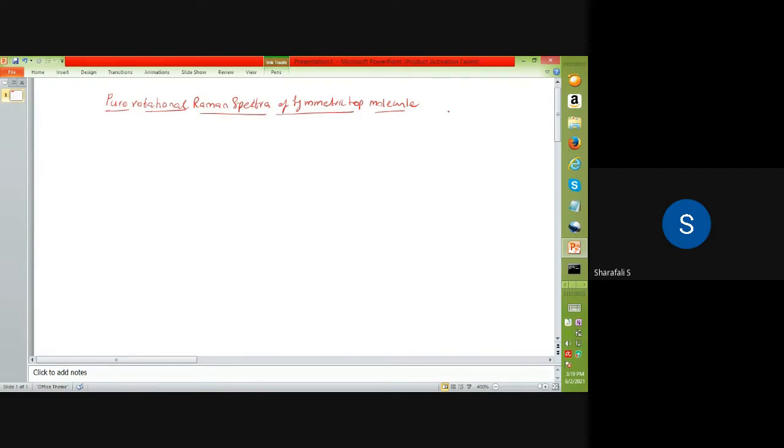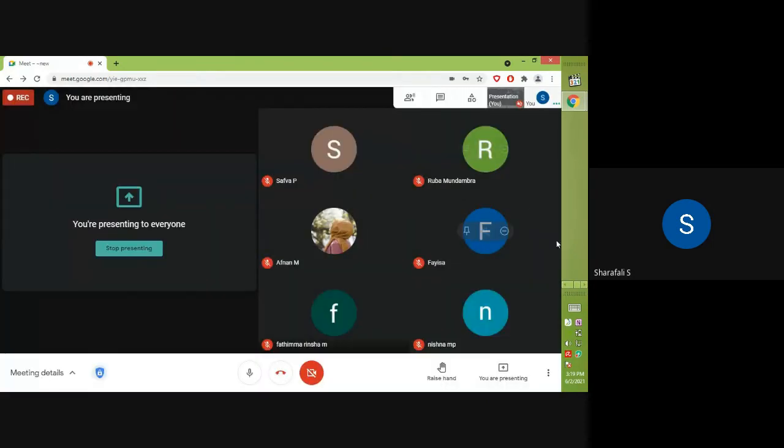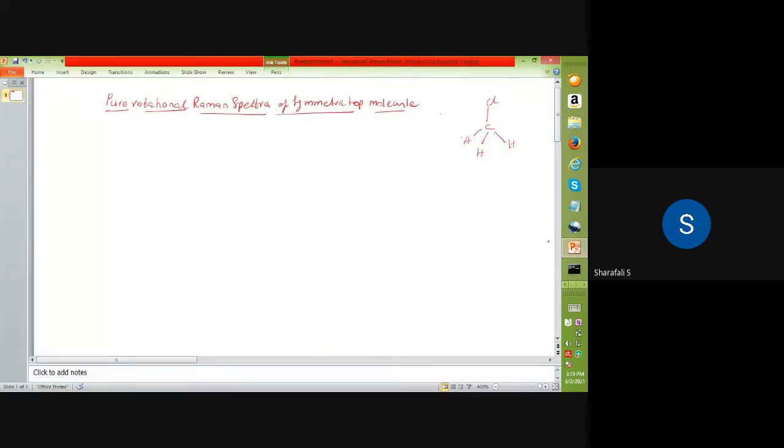Now if you are considering the case of a symmetric top molecule, for example CH3Cl, consider this particular molecule. This is a symmetric top molecule. In all other bonds except the CCl bond, all other bonds are CH. So this results in that symmetric top structure, the moment of inertia condition that we discussed in the first class of this module.